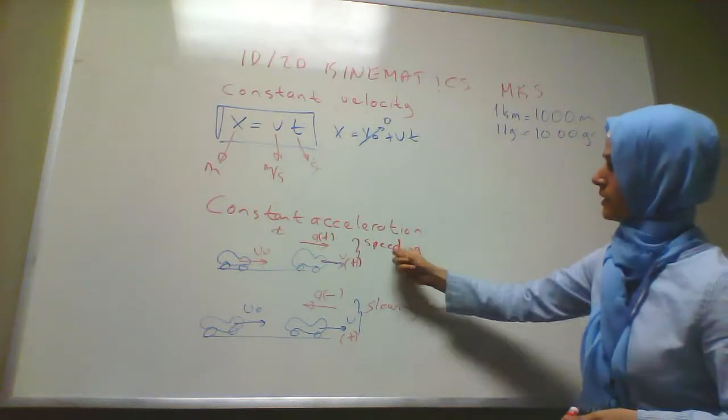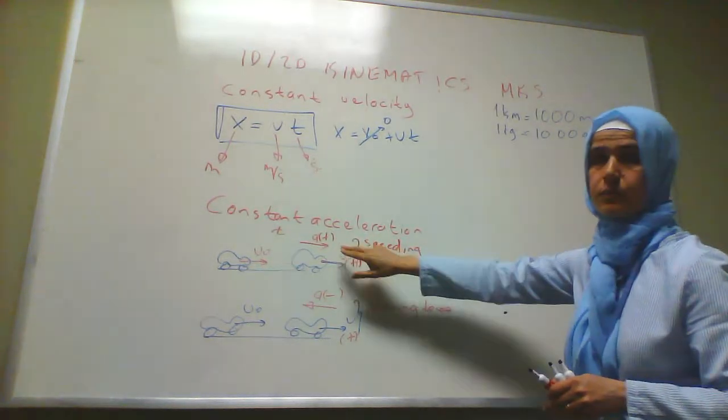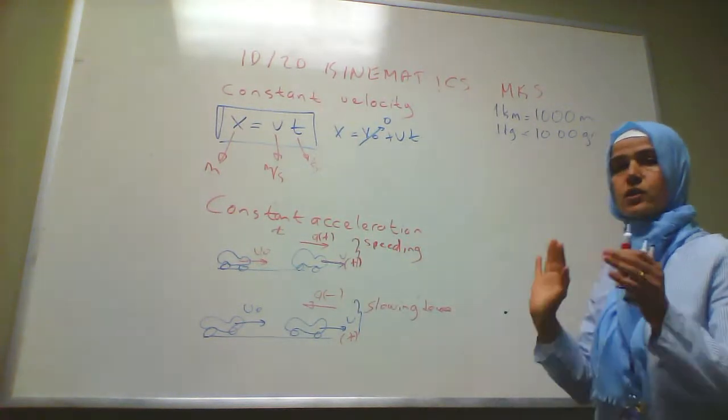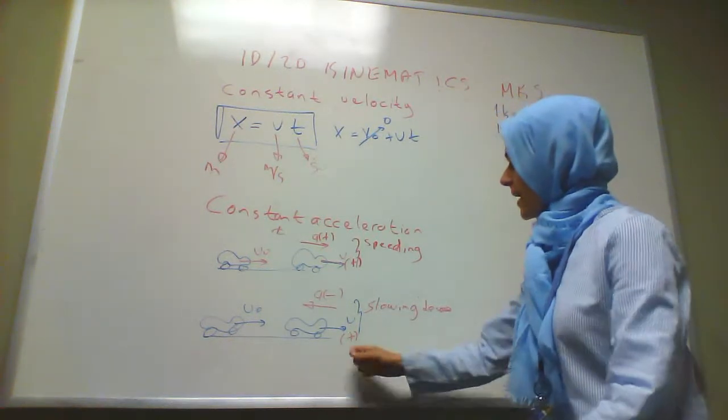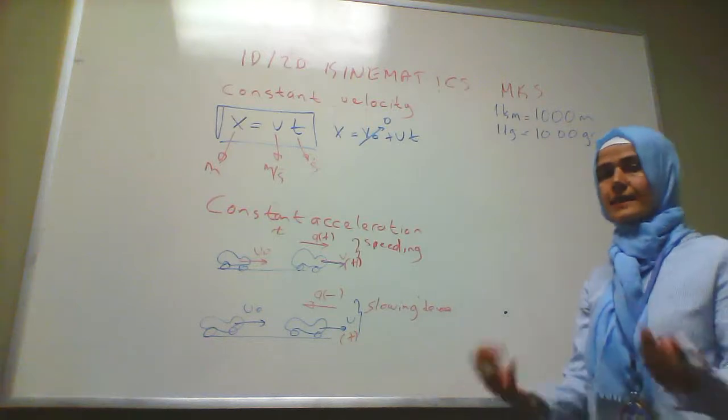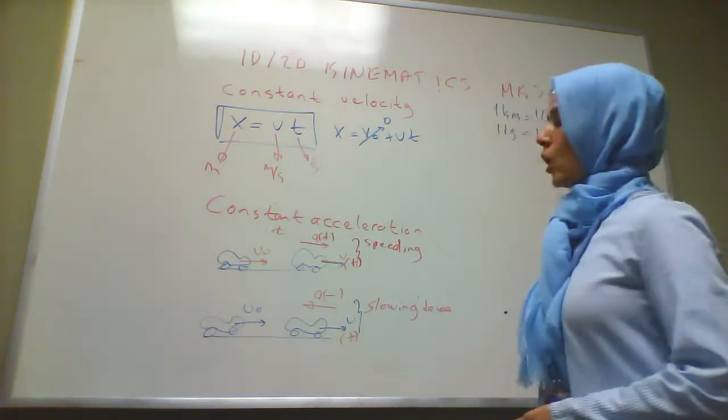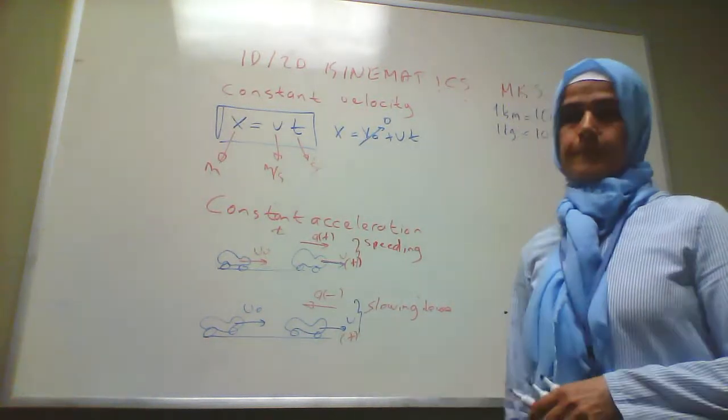So if the object is speeding up, we'll have positive direction of acceleration, positive direction of velocity, and we always choose the direction of velocity to be positive in this class, we said. And if the object is slowing down or decelerating, acceleration will be opposite to velocity and negative.